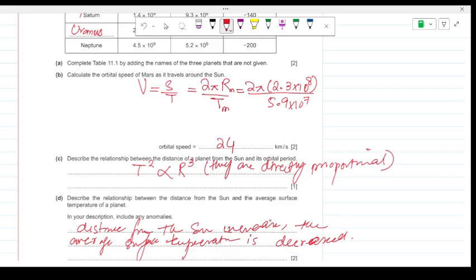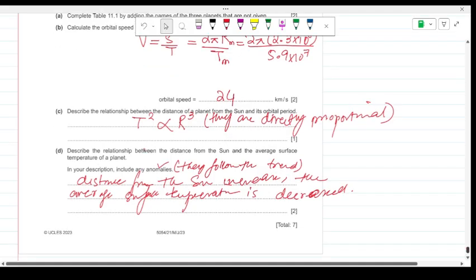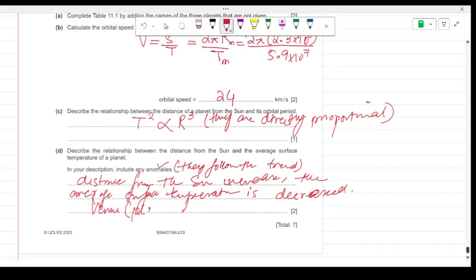Describe this, and include any anomalies. Anomalies are values that do not follow the trend. As we observe in the table, there is a value of 167, then the value increases. It should have decreased, but it increases. After that, all the values decrease: 15, minus 65, then 110, and so forth. So Venus does not follow the trend, and we can write that the planet Venus is an anomaly.